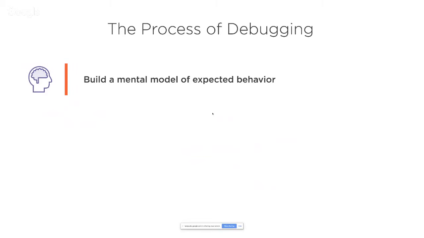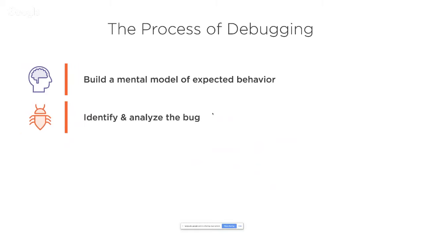So next I'm going to talk about the high-level process of debugging. The very first step is you need to build a mental model of the expectations. We need to understand what the code is trying to do. If you've written the code, then it's easier. But if you haven't, you have to read the code base to at least understand what the cmdlet or the function is trying to do. And that's the first step.